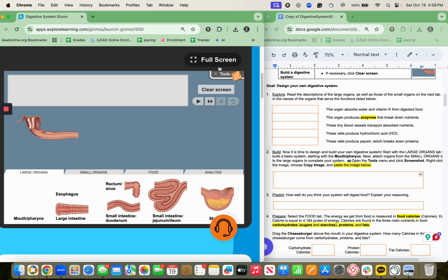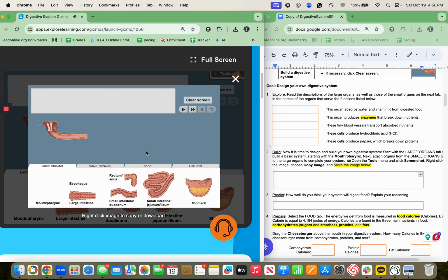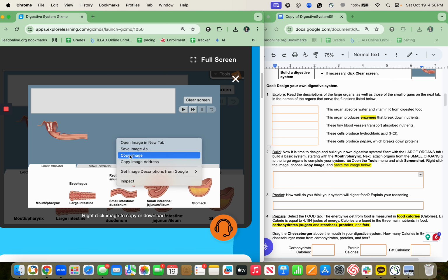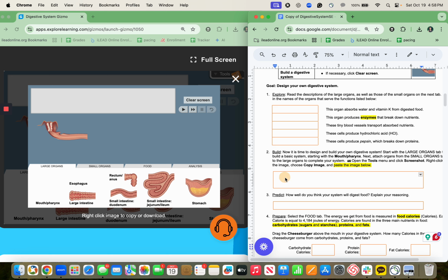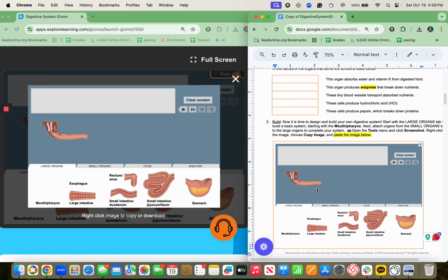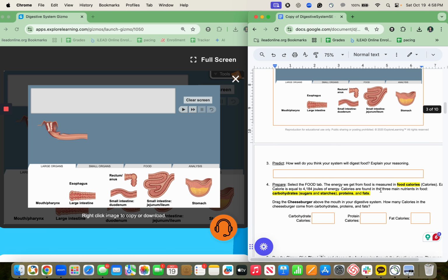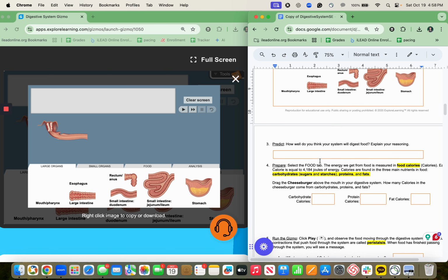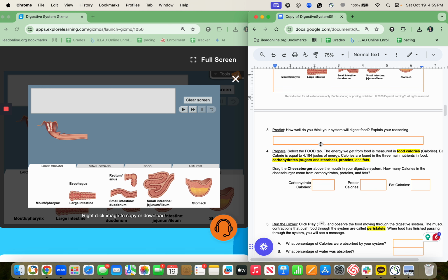When you finish, you're going to go to Tools and do a screenshot. Then right-click to copy. So I'm going to copy, and then I'm going to go in here, right-click and paste. And there we go. That's my incomplete digestive system. Yours will hopefully look a lot better than that. Okay, how well do you think your digestive system will digest food?